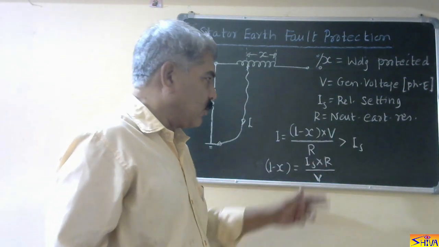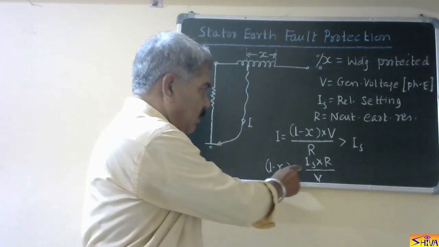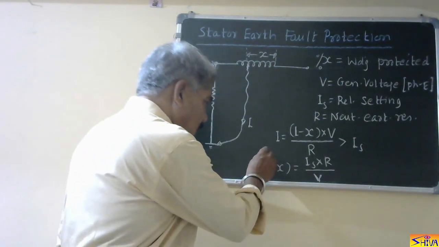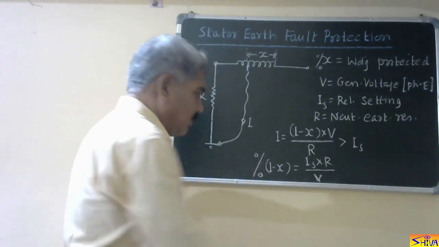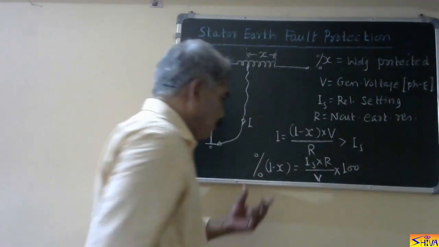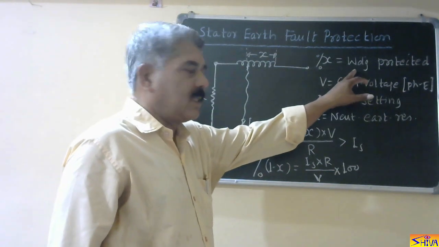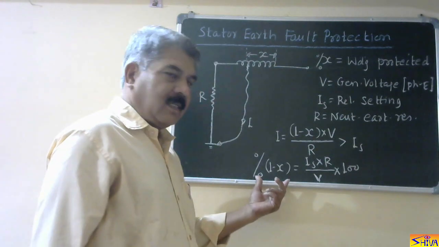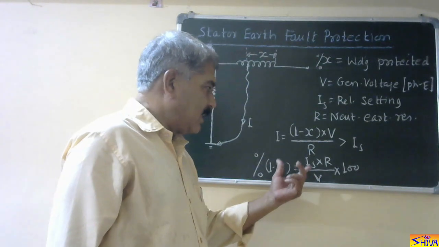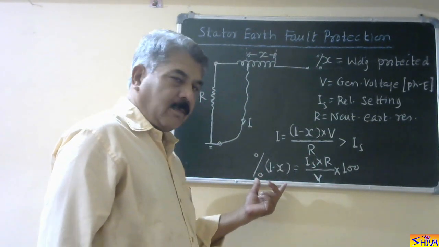Now consider the threshold condition. So this will become equal to Is. So 1 minus X will be equal to Is multiplied by R divided by V. If we consider it in terms of percentage, this will be multiplied by 100. So the percentage of the winding unprotected. Here percentage X means percentage of the winding protected. So 1 minus X will be the percentage of the winding unprotected, equal to Is into R divided by V into 100. So X is the percentage of the winding protected.